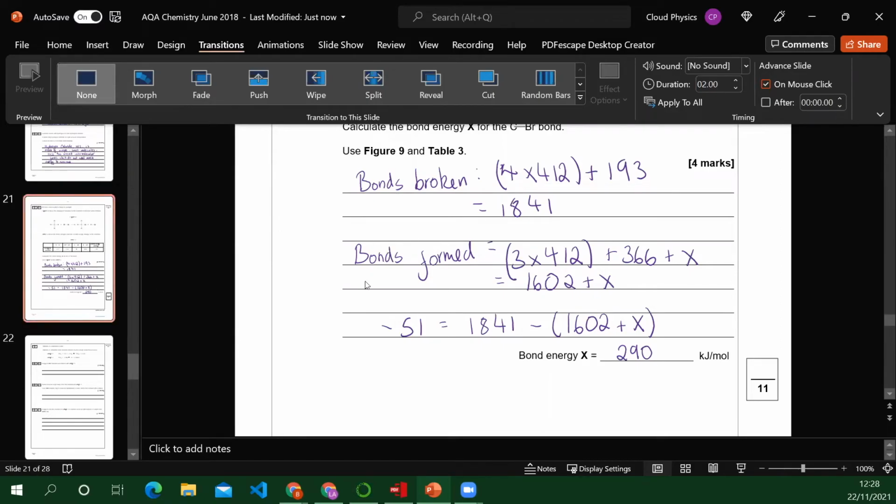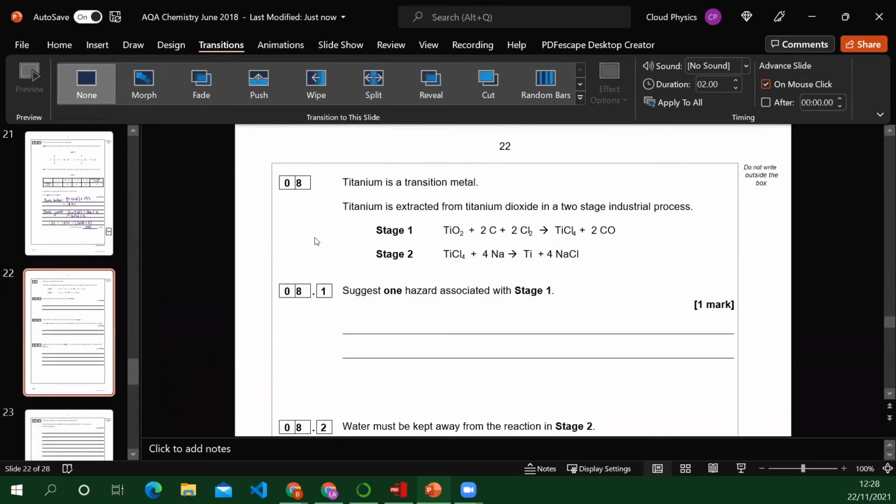So let's go on to the next one here. Titanium is a transition metal. Titanium is extracted from titanium dioxide in 2 stages, a 2-stage industrial process. Stage 1, titanium oxide plus carbon plus chlorine goes to titanium chloride plus 2 carbon monoxide. Stage 2, titanium chloride plus sodium goes to titanium metal plus 4 NaCl.